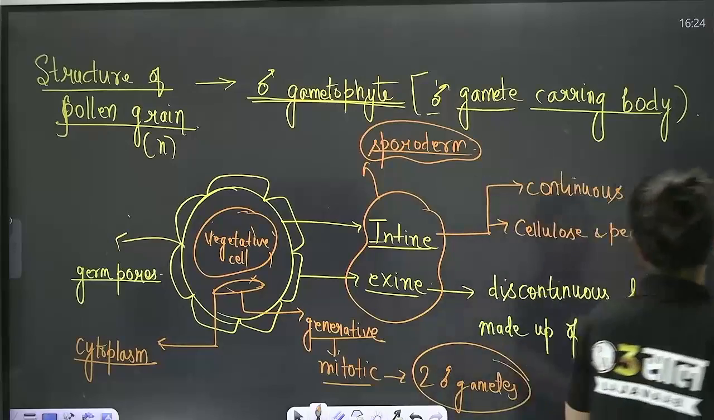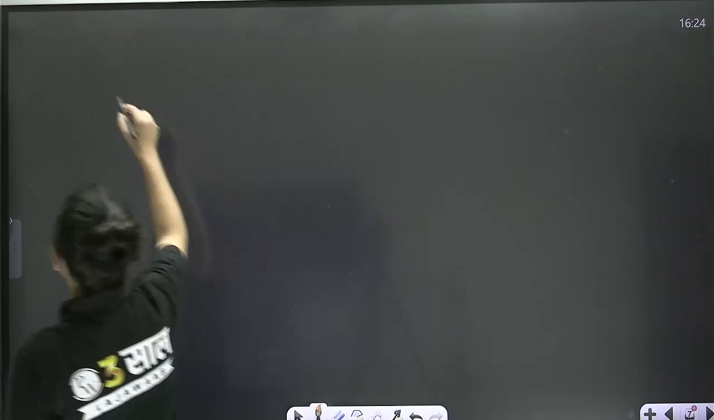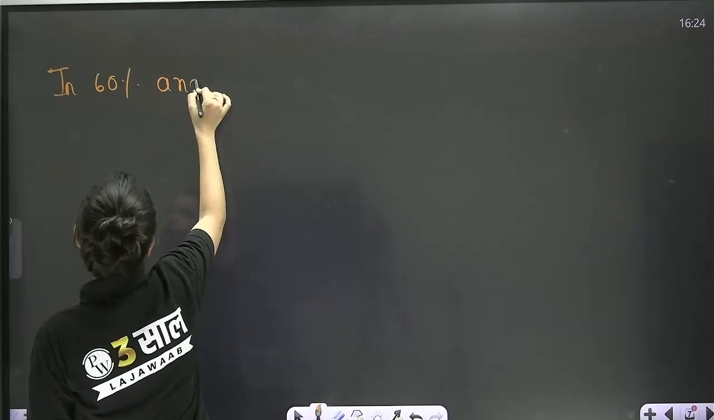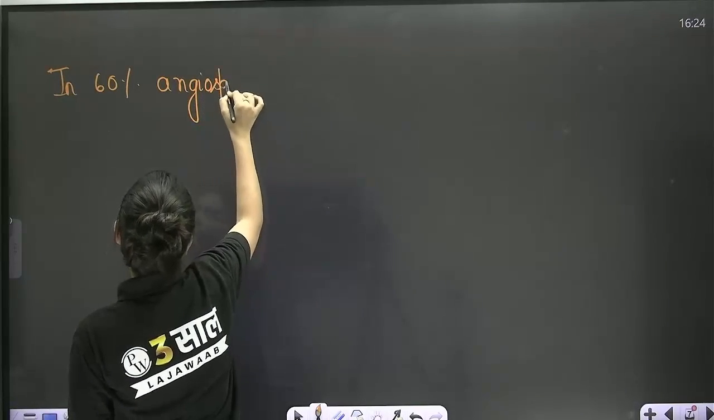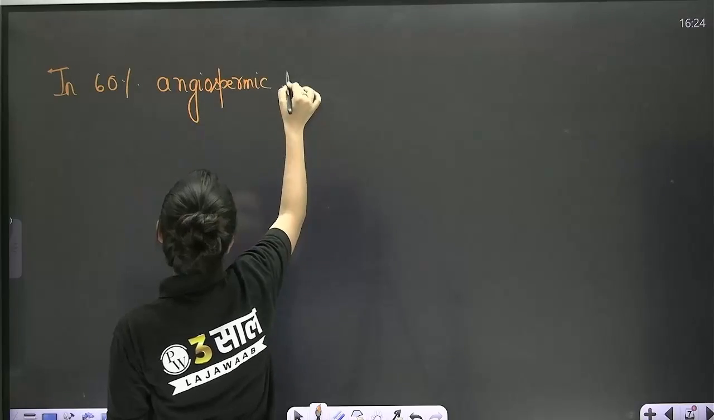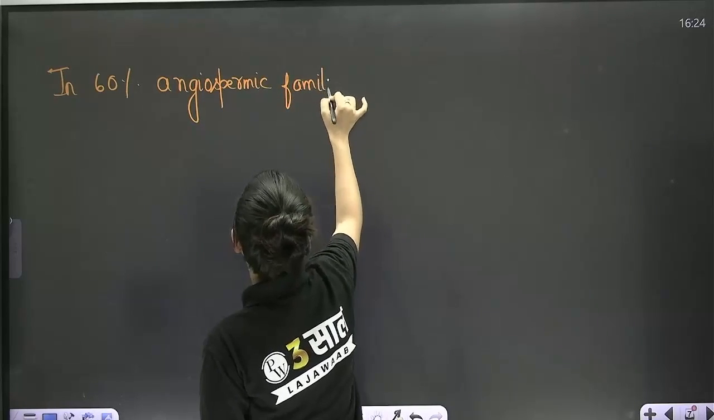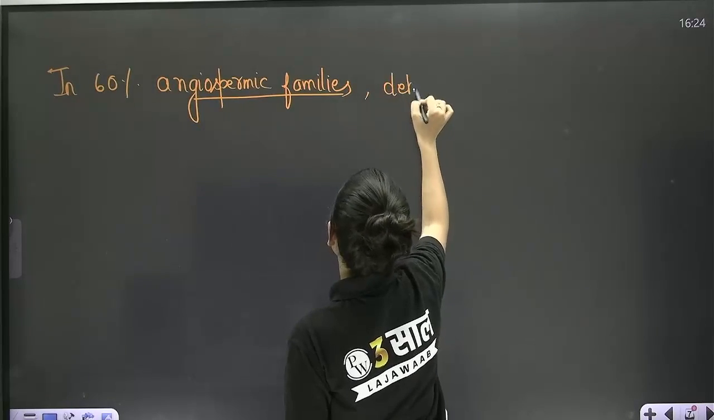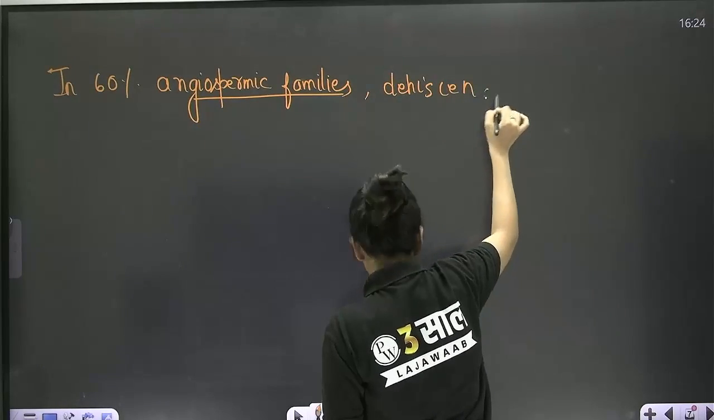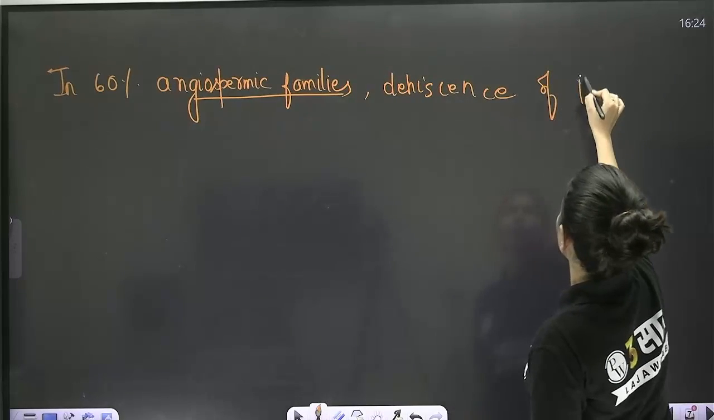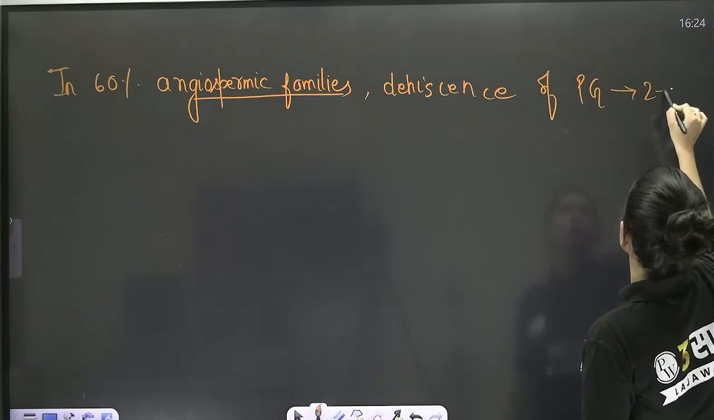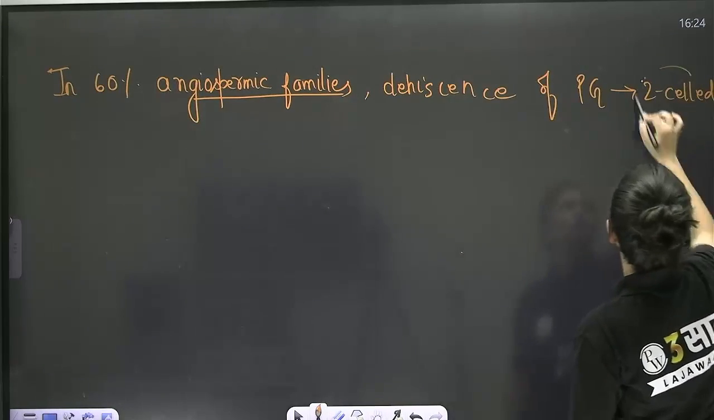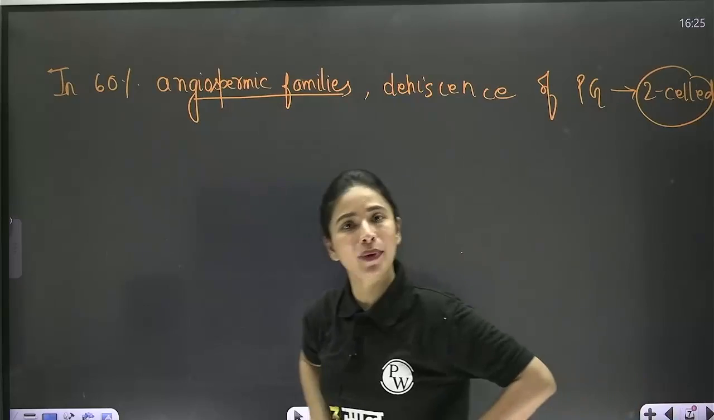So next point you're going to write is pollen grain in 60% of angiospermic families, beta, shedding or dehiscence of pollen grain is seen at two-celled stage. Now, what are those two cells? Yes, generative cell and vegetative cell.